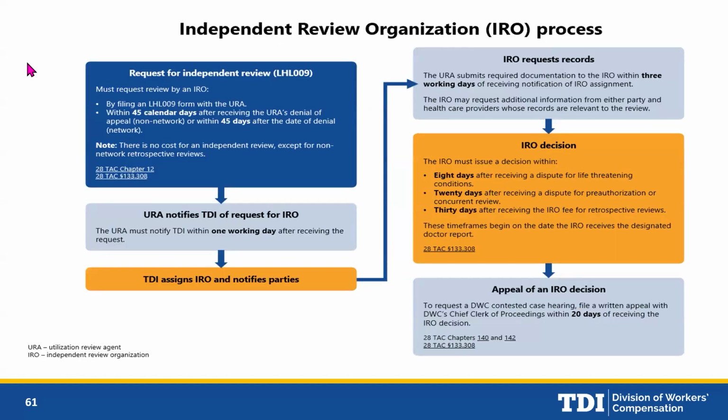Here is the IRO process flow chart. So once the IRO has been selected, these are the steps that it goes through to issue a decision. On the right, that orange box is the information about the IRO's decision, and then appealing the IRO decision and the citation. So if you need more information about that, check out 28 TAC 133.308. That's a citation there.